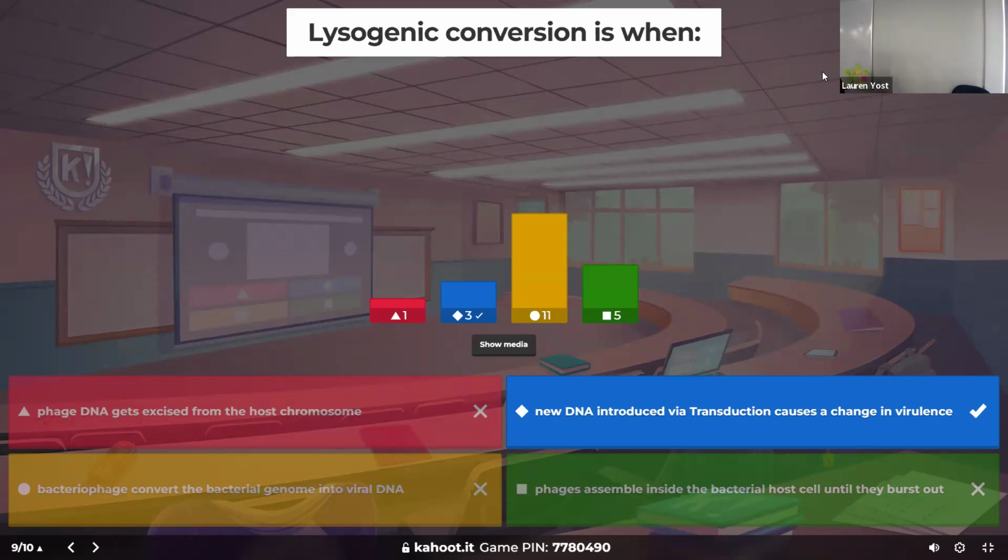And that's where we're going to be introducing new genes by inserting them into the genome. And we have a change in virulence. Anybody know what virulence is? The ability of that organism to cause disease. Okay. Also known as pathogenicity.